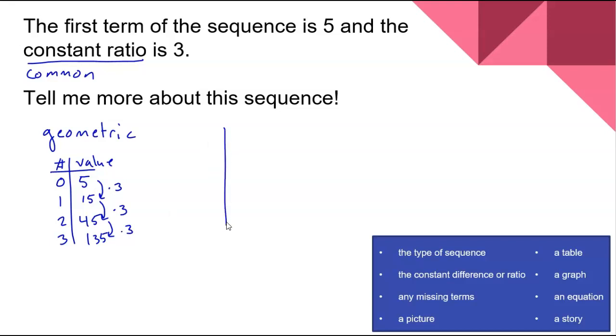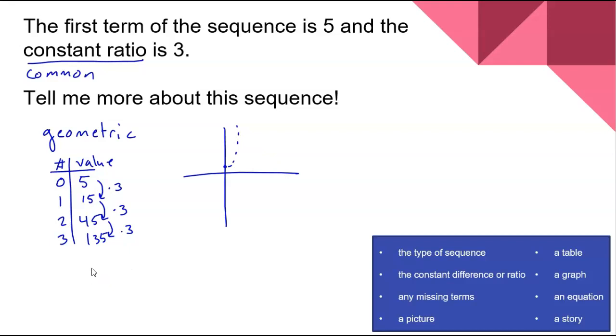What would a graph of this look like? Let's see, looks like we'd start at 5, right about there. And then it would start growing, and then it'd start growing faster and faster and faster. This would be a curve, which we're used to on geometric sequences. Geometric sequences make curves. And this one would be going up. So we made a table, we made a graph.